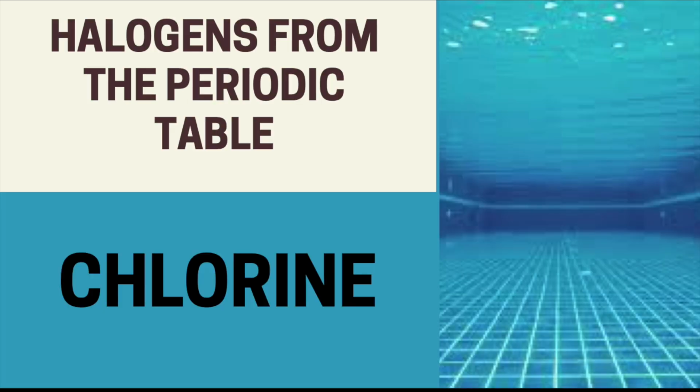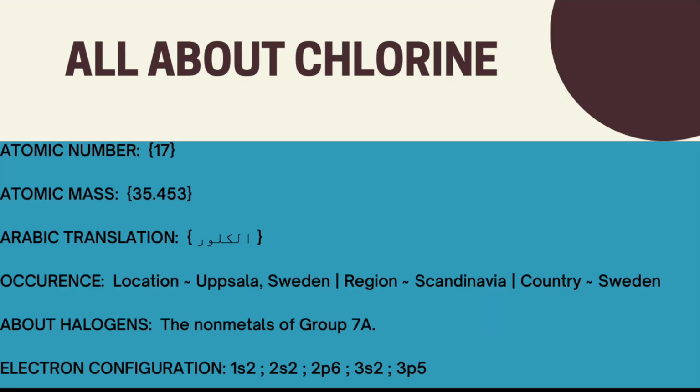Halogens from the periodic table. Chlorine. Let's learn a bit about chlorine. The atomic number of chlorine is 17. The atomic mass is 35.453. The Arabic translation of chlorine is al-galur.